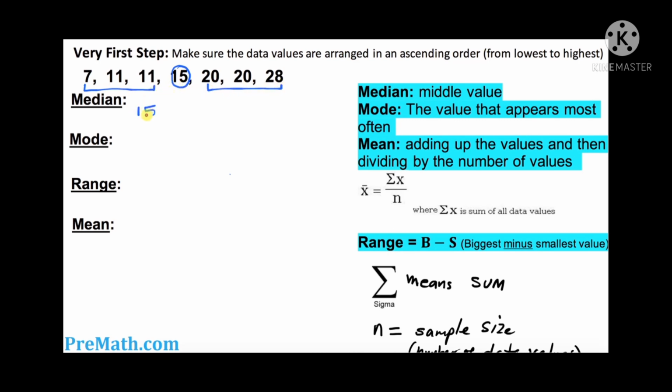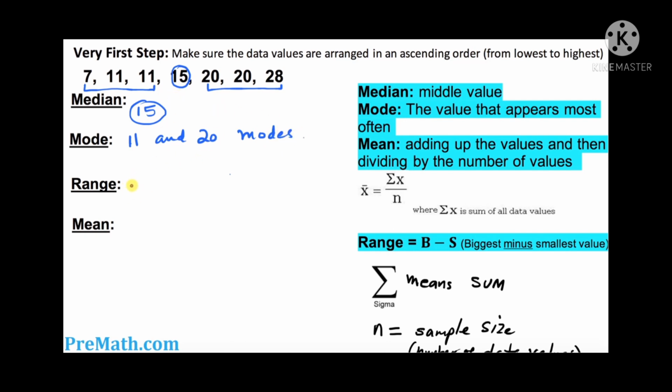So median is 15. So what is the mode, by the way? Mode is simply the values that show up the most number of times. Over here you can see 11 is showing up twice and 20 is showing up twice as well. So that means we have 2 modes. Which ones are they? 11 and 20 are our modes. And how many times are they showing up? They are showing up twice.